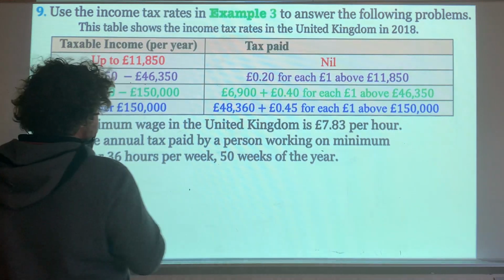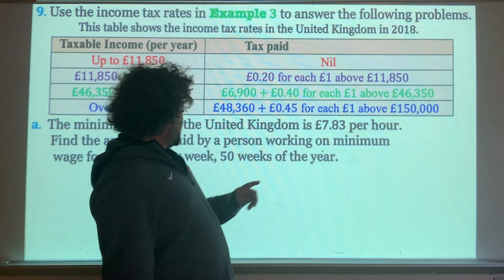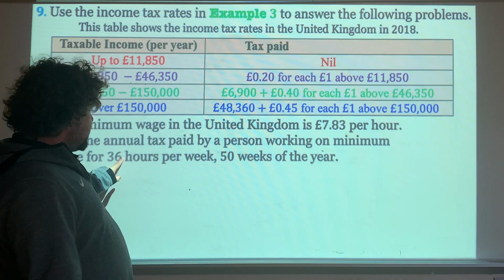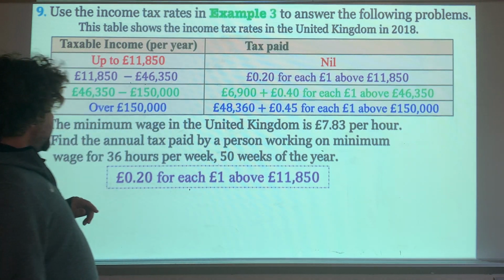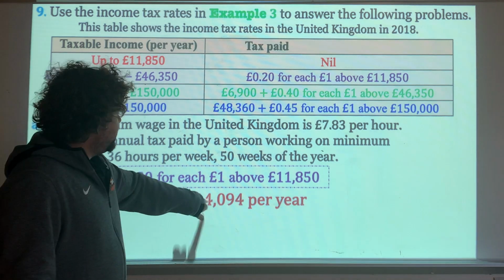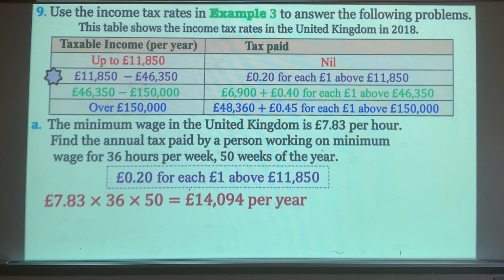All right, so this many hours. The amount they make per hour times the hours per week times the weeks per year is going to tell us how much they're going to make. All right, so this times this times this, they make 14,094 pounds per year. All right.